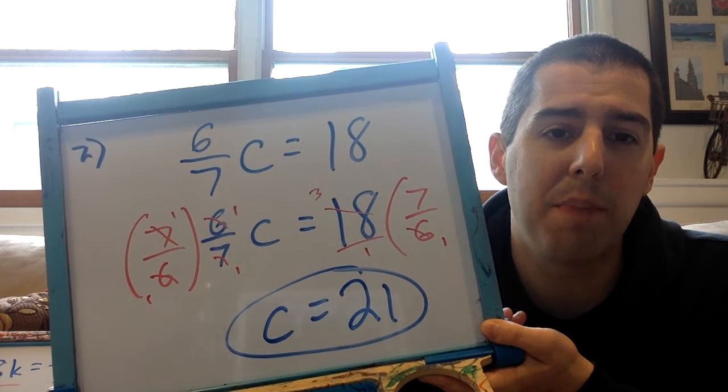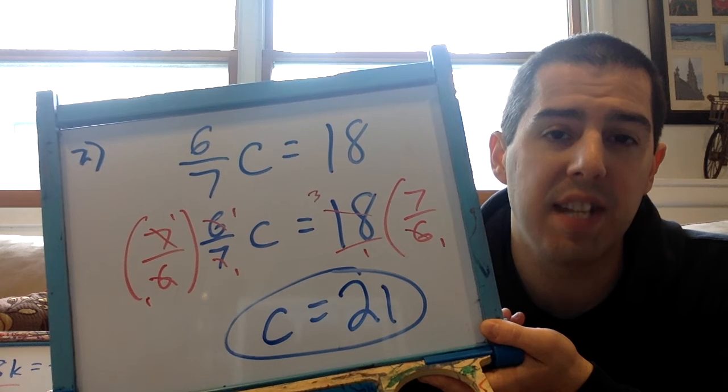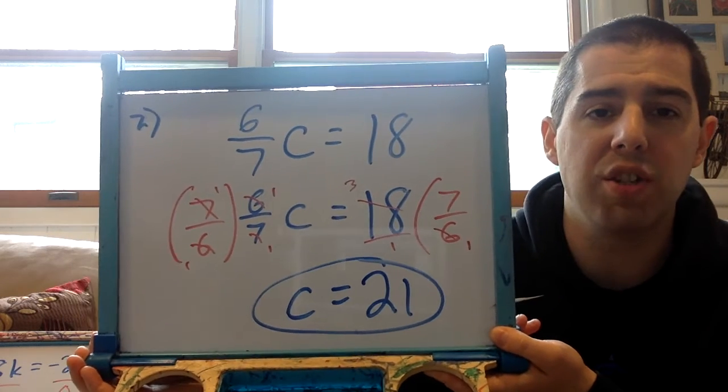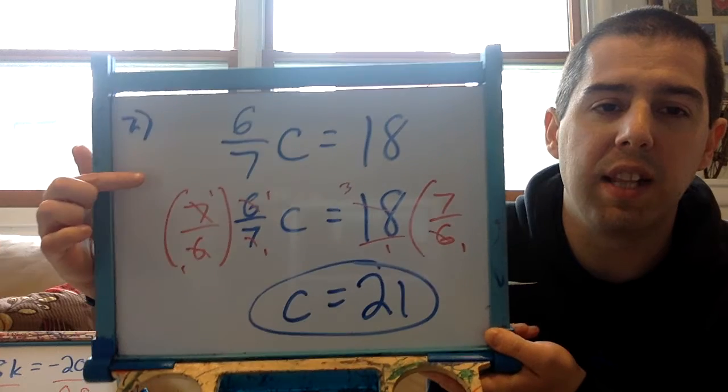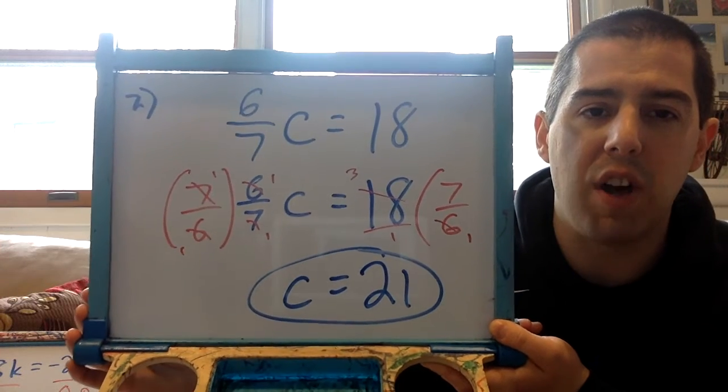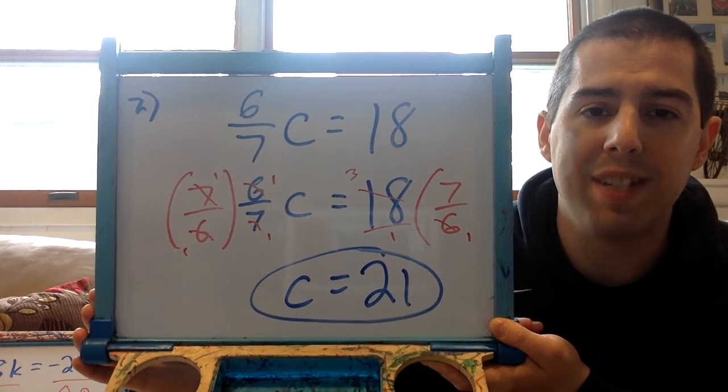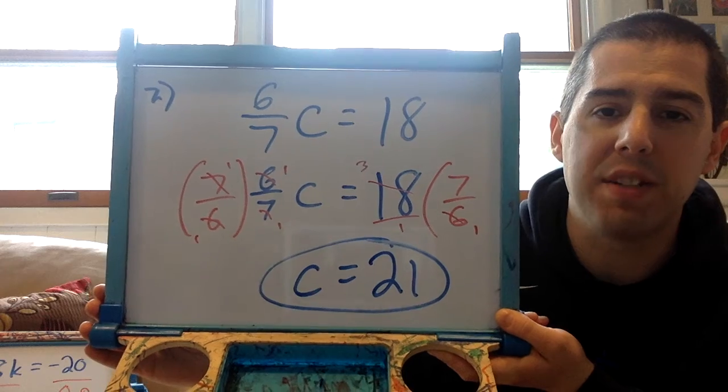Number 7, 6 sevenths multiplied by c equals 18. I multiplied by the reciprocal, 7 sixths, on both sides of my equation. 7 sixths multiplied by 6 sevenths on the left side isolates the variable by turning it into 1c. And on the right side, I balanced the equation.